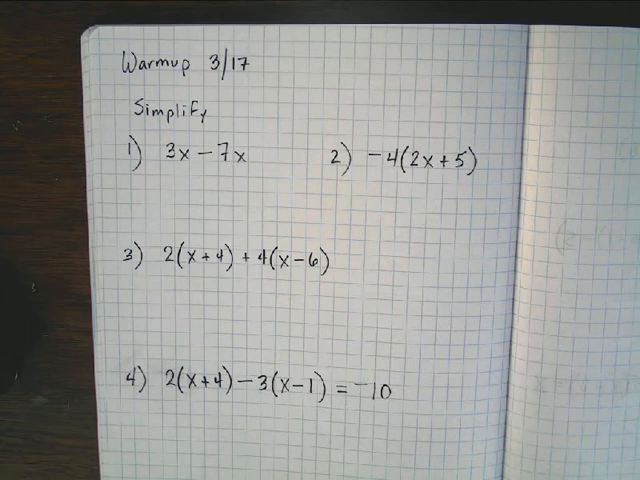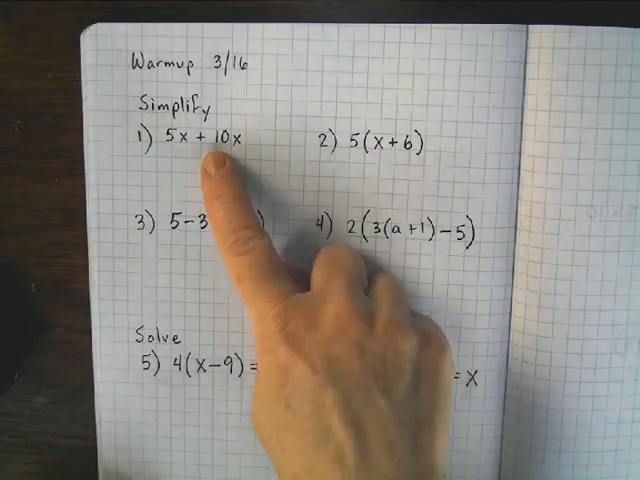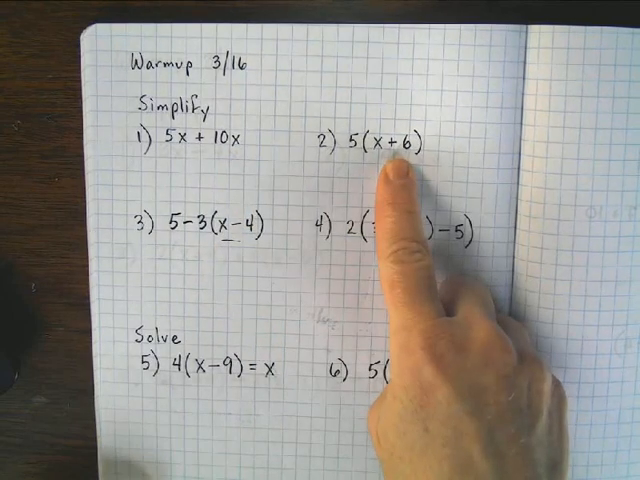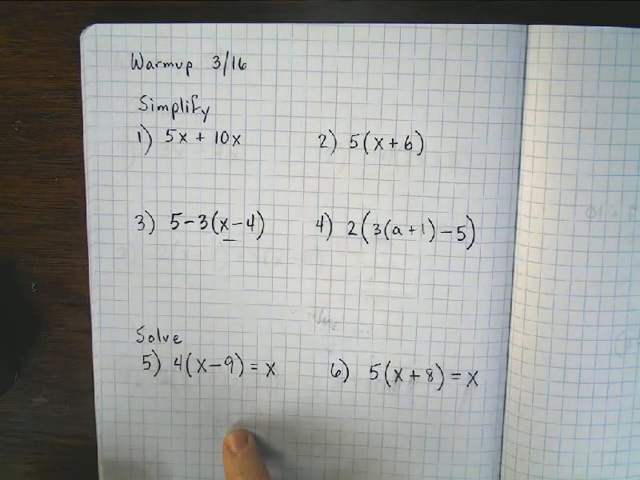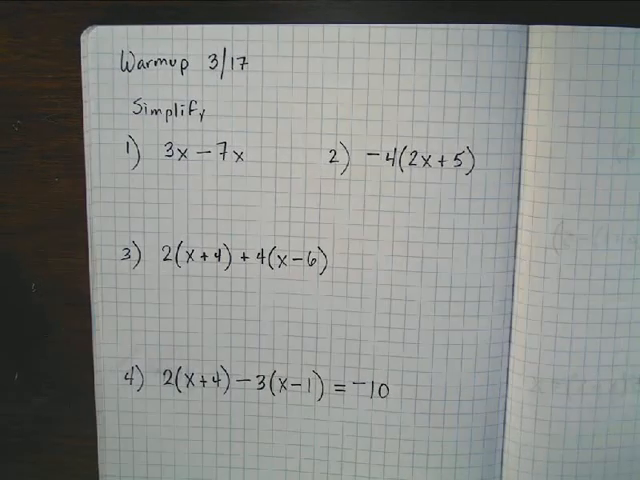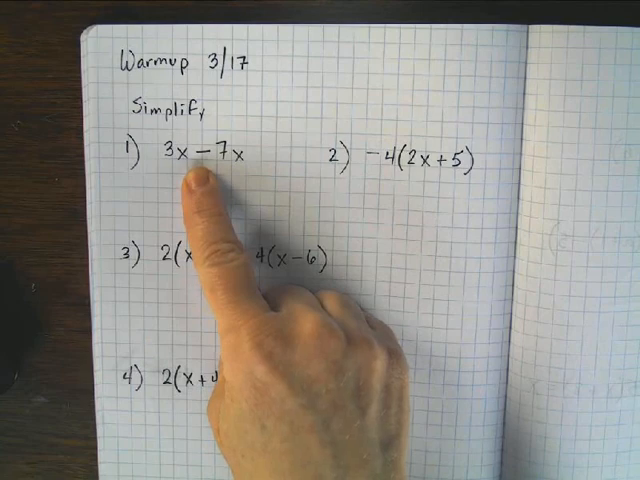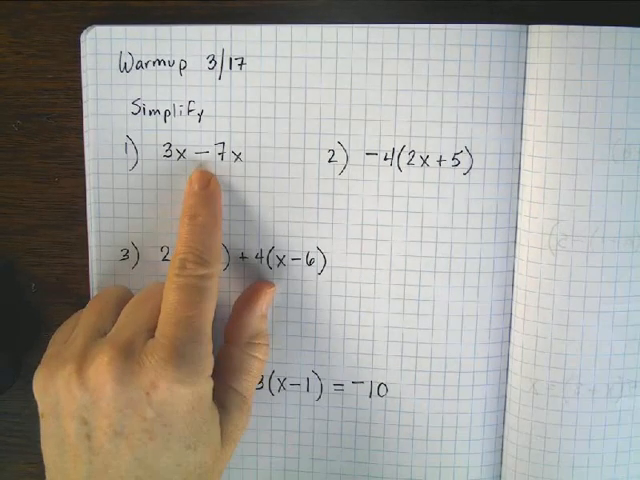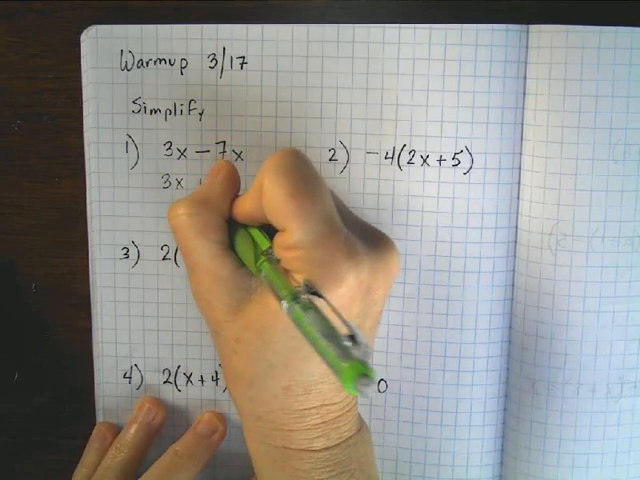All right, so here we go. Let's get going on today's warm-up. Very similar to yesterday's warm-up, okay? So yesterday, we did combining like terms, the distributive property, and then both together to simplify, and then solving. So similar situation here. So we're starting off with combining like terms. So this time it has a minus, so I'm going to rewrite it. 3x plus a negative 7x.